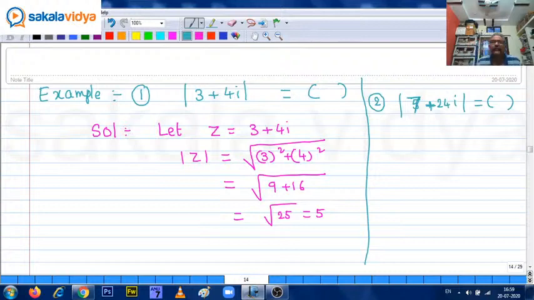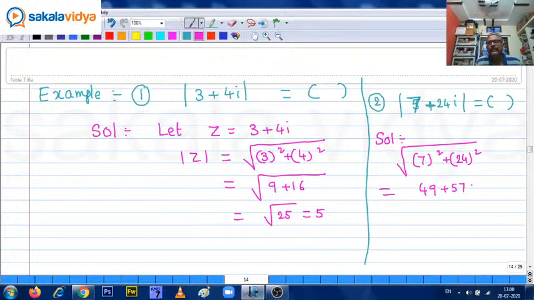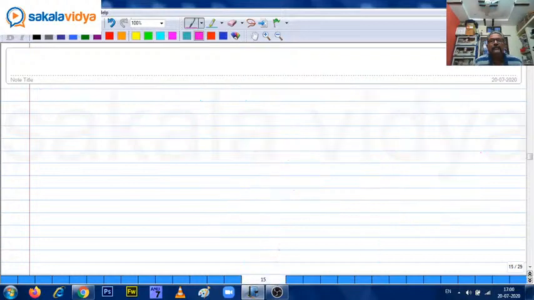Right, very good. So that means your solution, directly I am writing root over 7 square plus 24 square. So 7 square is 49 plus 24 square is 576. That means we get root of 625 whose value is 25. Square root of 625 is 25. Okay, understood now? Now I will switch over to the next concept.